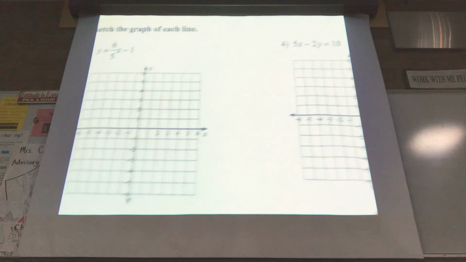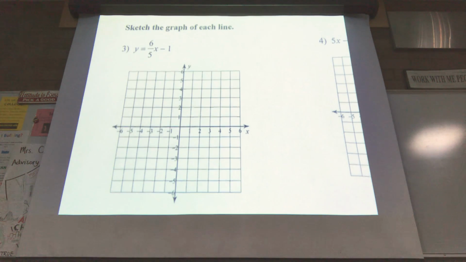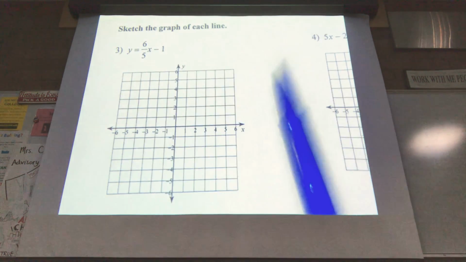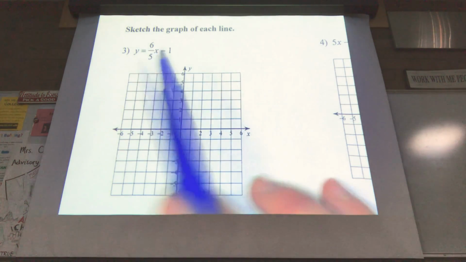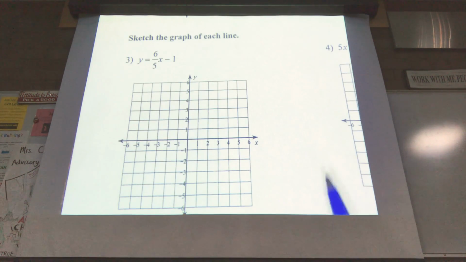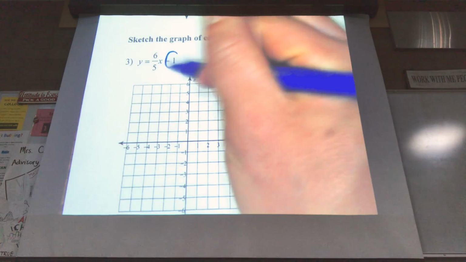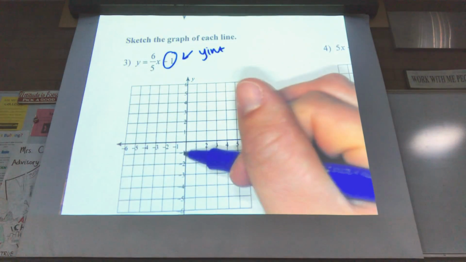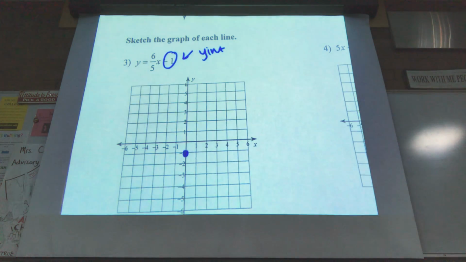Okay, number 3. Now it gives us an equation right here, and it gives us a graph. It's asking us to sketch the graph. We're supposed to graph this equation. Okay, so we always start with our y-intercept. The y-intercept is always on the end. Our y-intercept's at -1. So that's our first point.